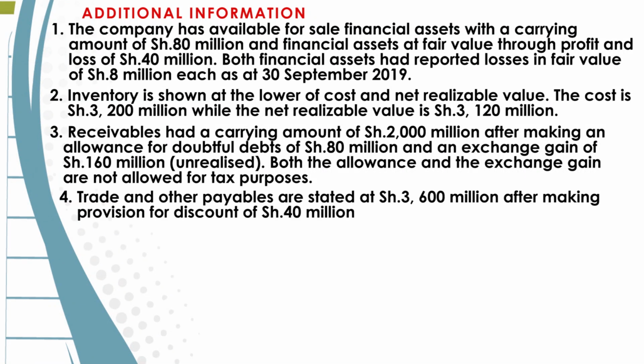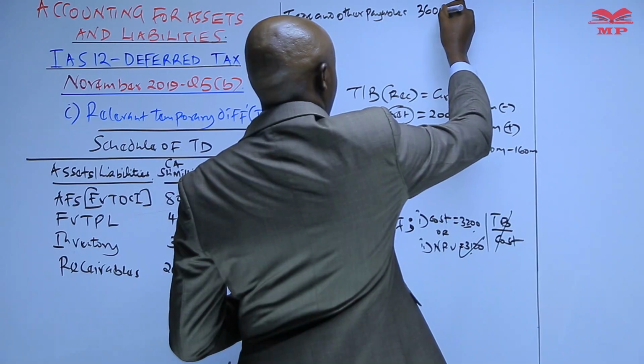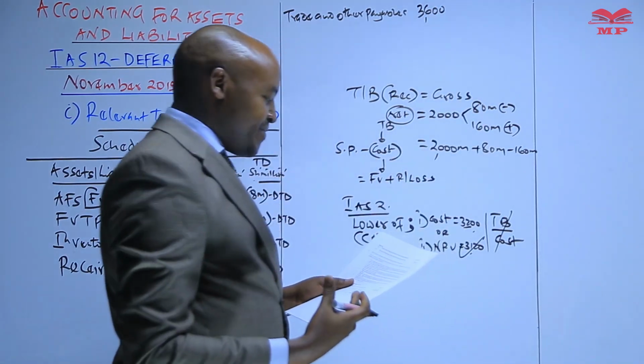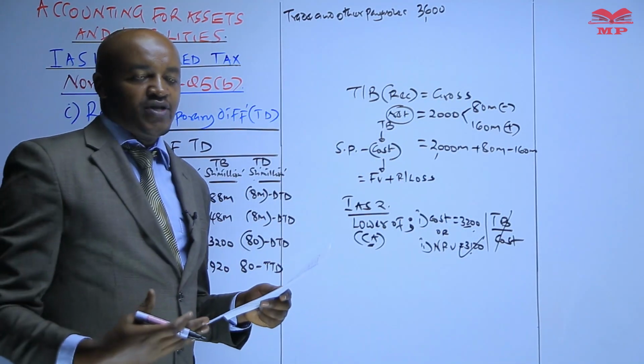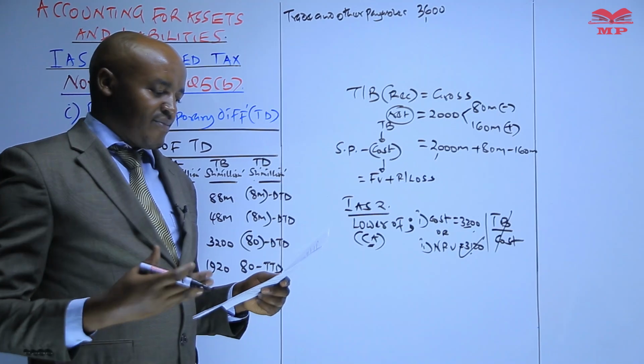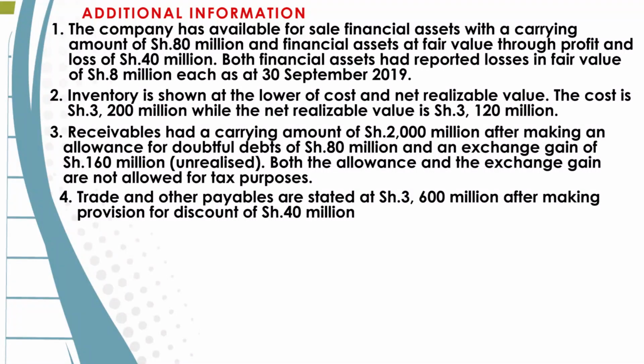Number 4. We are given the information about the trade and other payables. Trade and other payables was stated at 3,600 million. So this 3,600 million is automatically the carrying amount. They were stated in the statement of financial position at that amount, but we are told this is after making a provision for discount of 40 million.